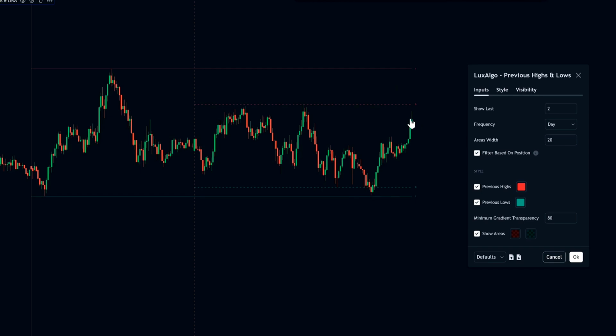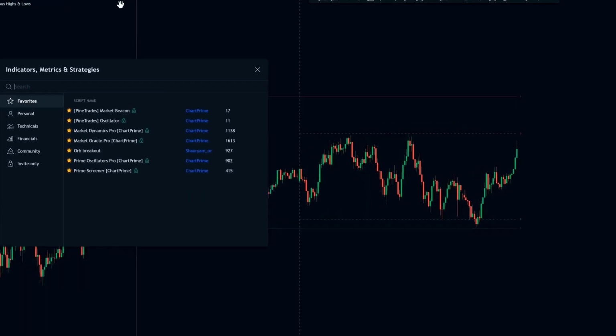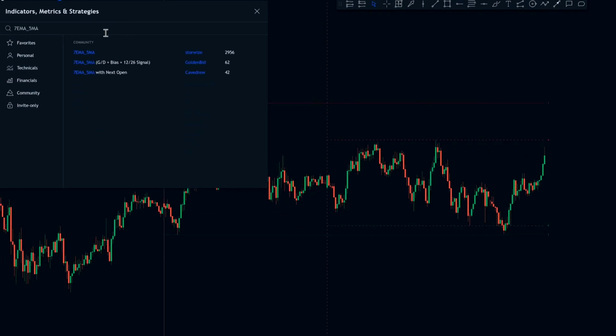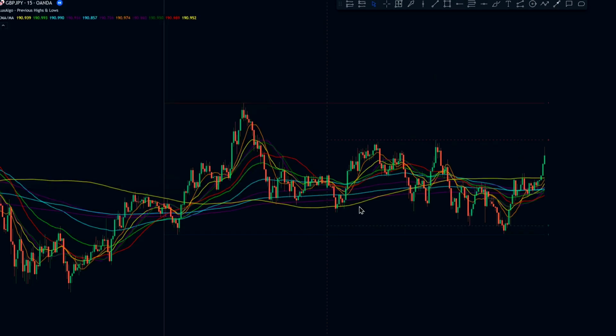But there's one more step. To effectively use this strategy, we need another indicator for trend identification. The one I recommend is called 7EMA_5MA by Storewise. Add it to your chart and let's tweak its settings.